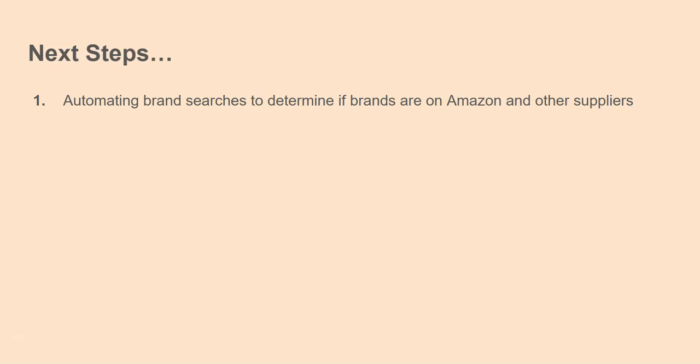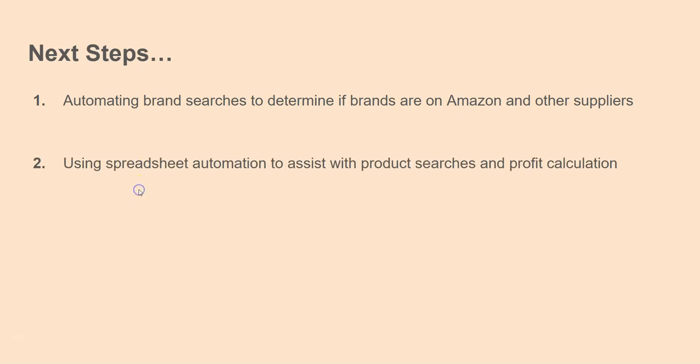Now some next steps, once we do that process of knowing how to search the product and reverse searching the product manually, what some next steps will be is how we can actually automate some of these brand searches that we're doing, just at the level where it will determine if the brands are actually on Amazon and if it's on other suppliers. And really this is for a bulk approach where you are looking at hundreds or thousands of brands and you want to quickly determine that some of these brands are sold on Amazon and just kind of narrow it down quickly. That's where the automation will come in.